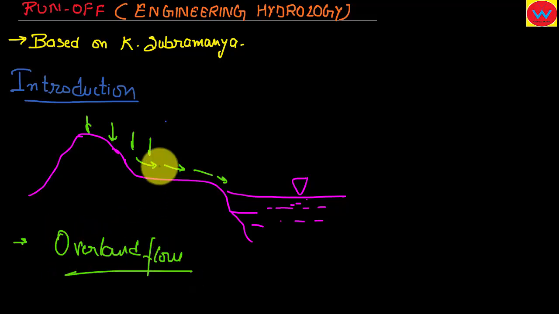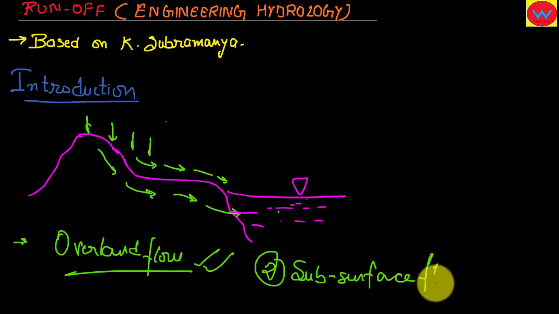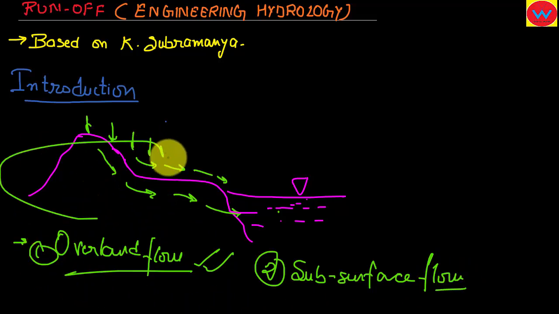What happens that if water flows directly on the surface and it meets channel, then it is called as overland flow. But if it percolates beneath the surface and then meets your stream or water channel flow, then it is called as subsurface flow, or it's also known as interflow. The first is this and the second one is also known as quick return flow.